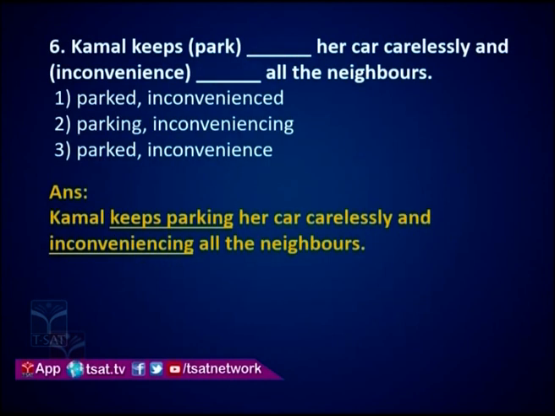Next sample. Kamal keeps dash her car carelessly and dash all the neighbors. Now the clues given here: park, inconvenience. What form of verb should be used? Parked, inconvenience, parking, inconveniencing, parked, inconvenience. Now look here for the key word, keeps is given. Kamal keeps. Keeps is in simple present tense. So one more verb should be used here. Park is given. So it should be in which form?